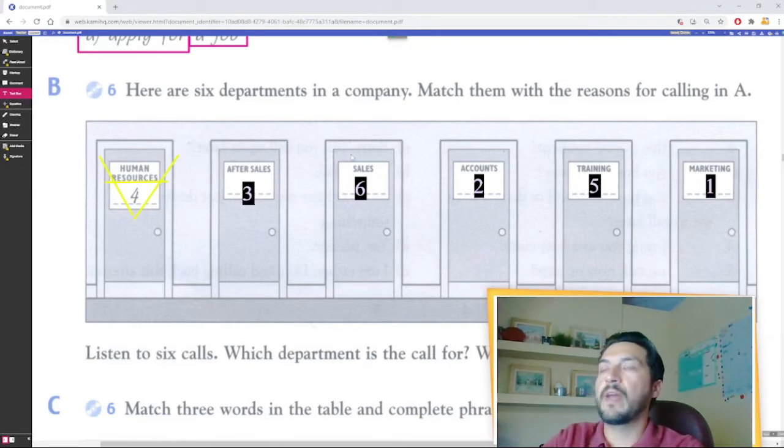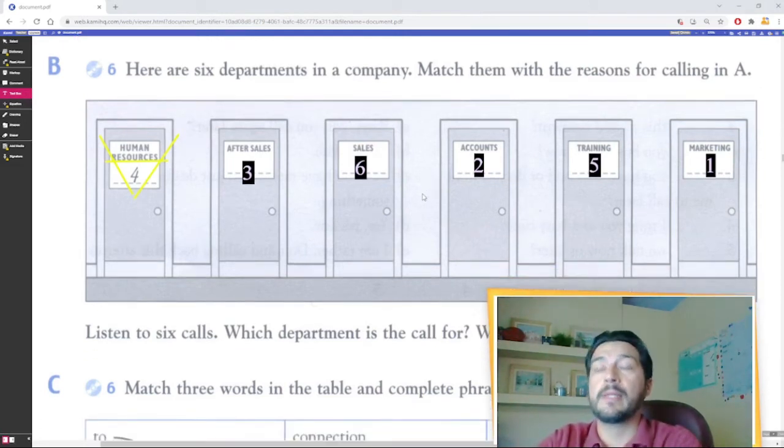So, that was sales. She had an order. She wants to change something with her order. Listen to the 6 calls. Which department is the call for? Write the call number on the door.